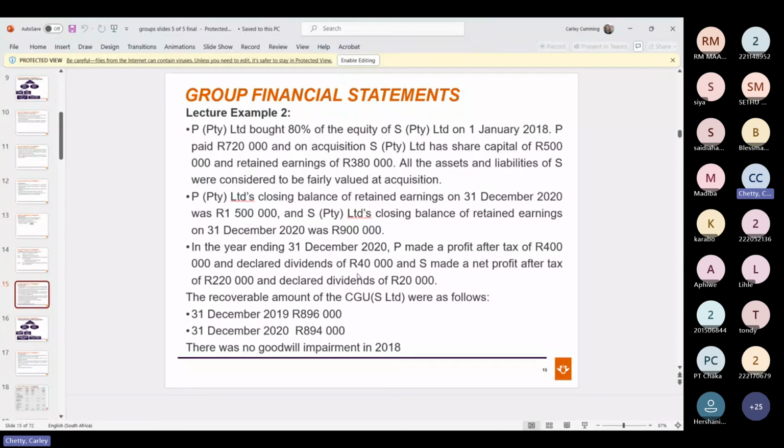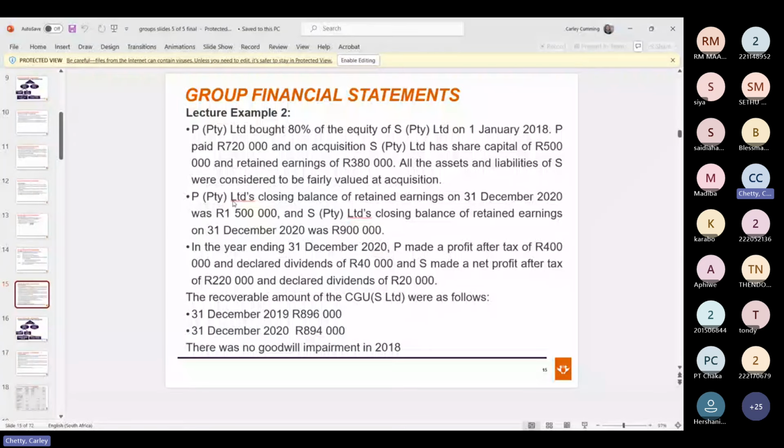PPTY Limited bought 80% of the equity of S on 1 Jan 2018. P paid 720,000 Rand. So that is the consideration paid. And on acquisition, S had share capital of 500,000 and retained earnings of 380,000. All the assets and liabilities of S were considered to be fairly valued at acquisition.